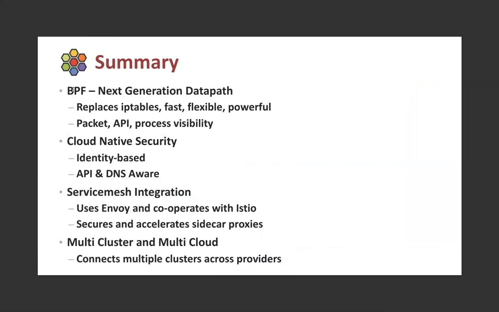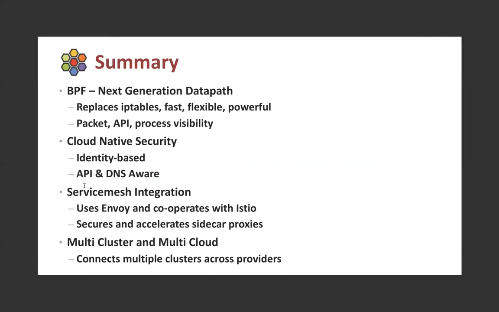So let's sum it up before we open it up for more questions. Cilium is a provider for networking and network security on layer 3, layer 4, which is service to service and port, but also layer 7, where we support HTTP, Kafka, Cassandra, Memcached, gRPC. We're adding more and more protocols. We are cloud native security, which means we do identity-based security versus IP-based. So we can integrate with SPIFFE, Istio, and so on. We're API and DNS aware, as I mentioned, and then we have service mesh integration.